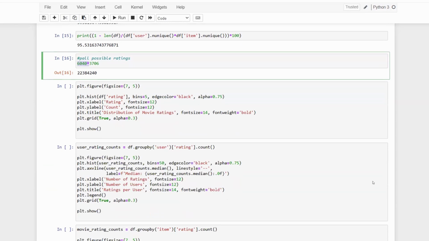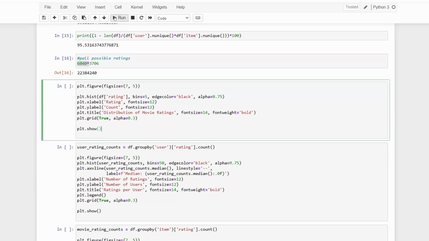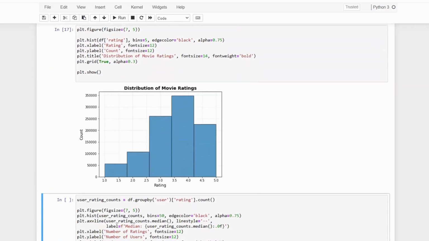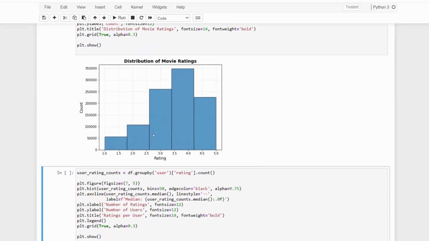So now let's see what the data looks like. We're just looking at the distribution of our ratings. As you can see, the mean was around here. As you can see, most movies have been rated about 300 to about 350,000 ratings.